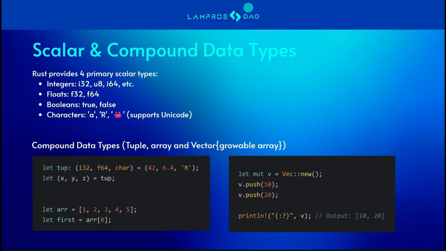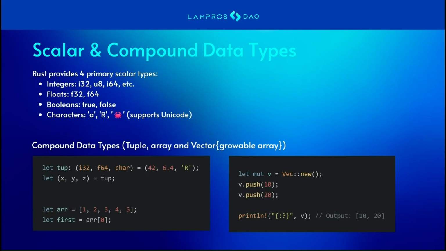Okay, scalar and compound data types. So Rust basically has two types of data types, scalar and compound data types. Scalar has four primary types: integer, float, boolean, and character. Integer also has two types: signed integer and unsigned integer. U means unsigned integer. Unsigned integer means only positive values, from 0 onwards.